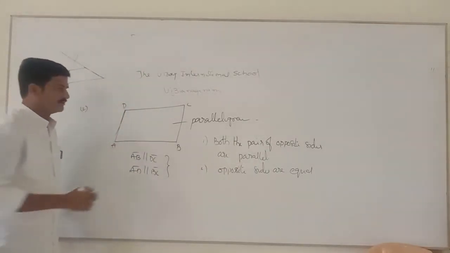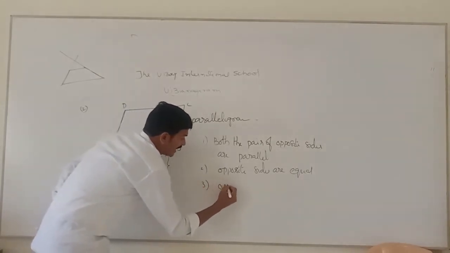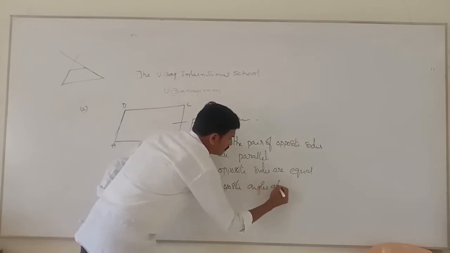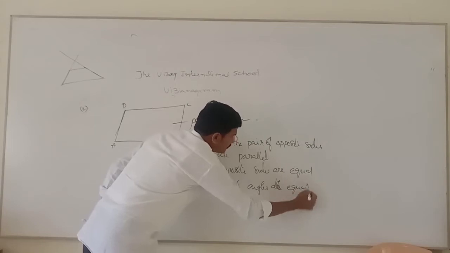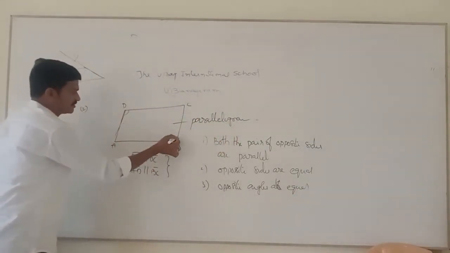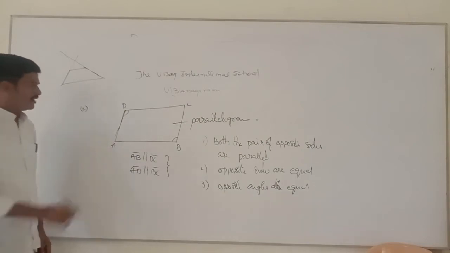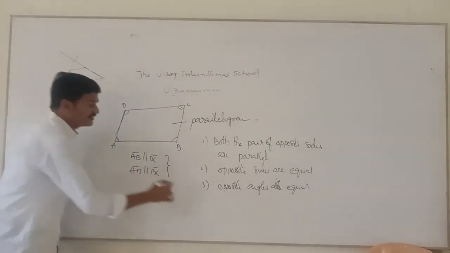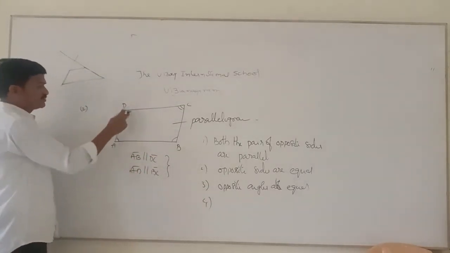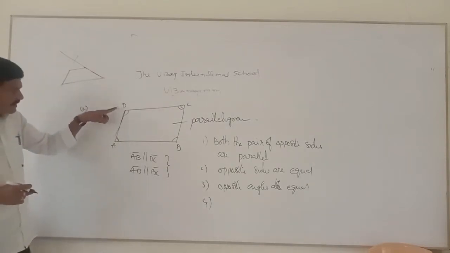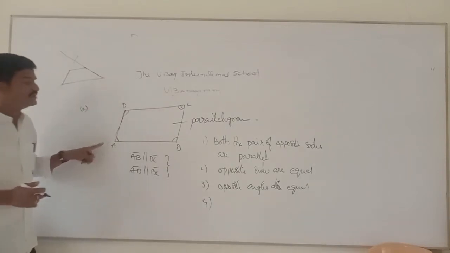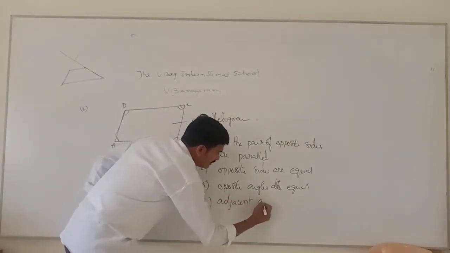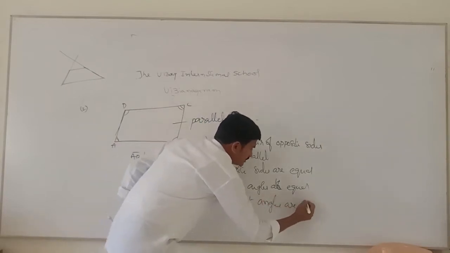The third property is that opposite angles are also equal. That means whatever angle is here, the same much angle is here also. How much angle is here? Here also the same angle. And the fourth one is that these two angles are called adjacent angles. Angle D and angle E are called adjacent angles. So adjacent angles are always supplementary.